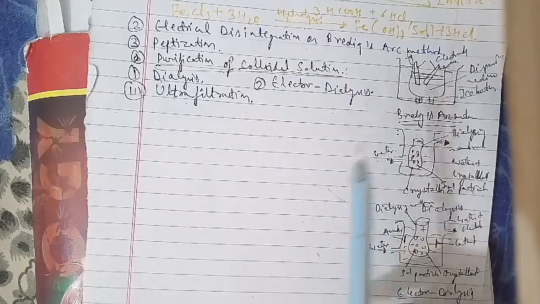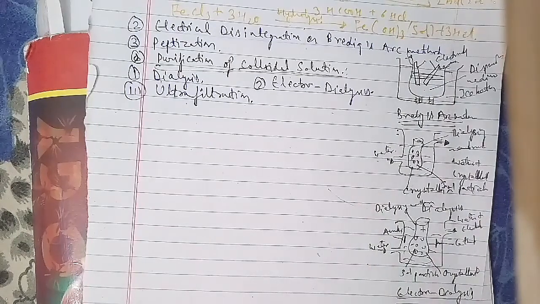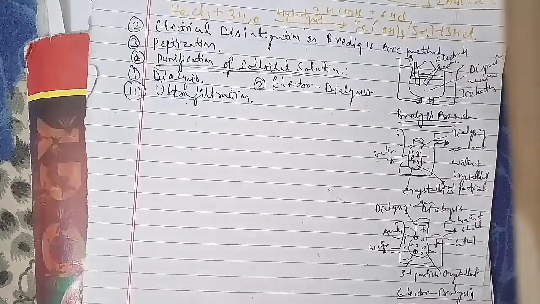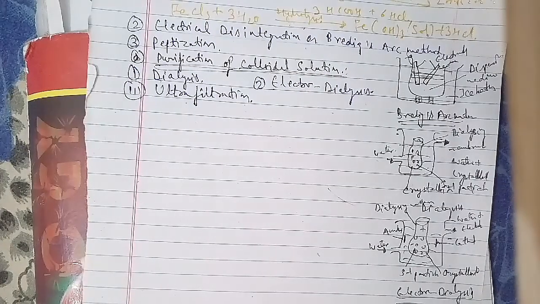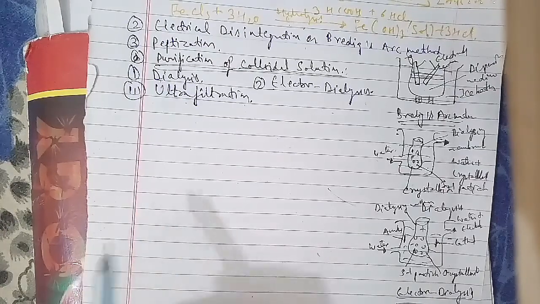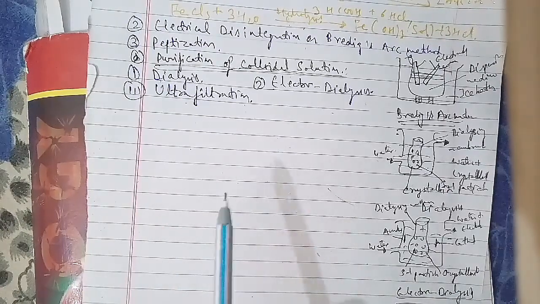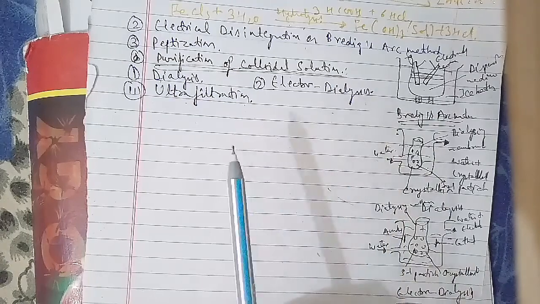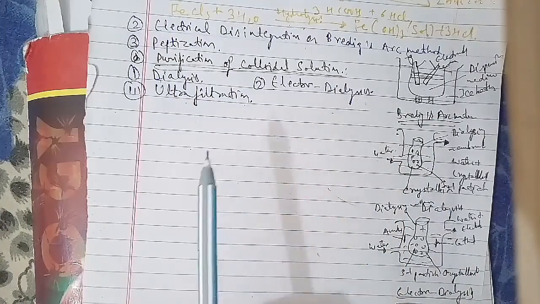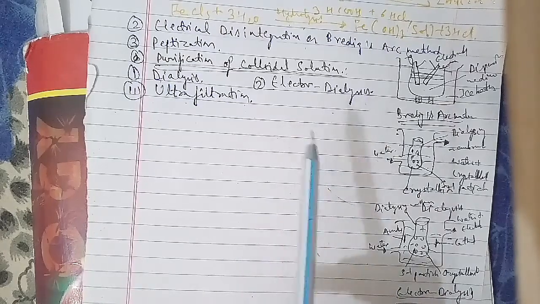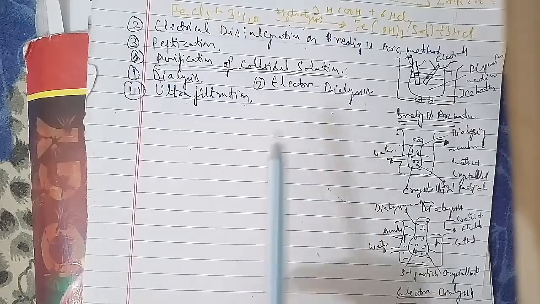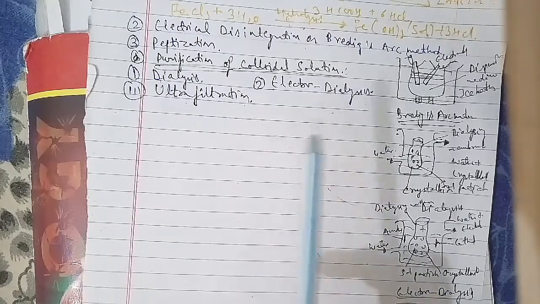So that is as follows. Properties of colloidal solution. In terms of properties of colloidal solution, various properties are exhibited by the colloidal solution that we discuss below. The first property we have is colligative properties.